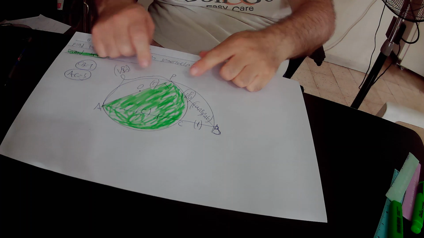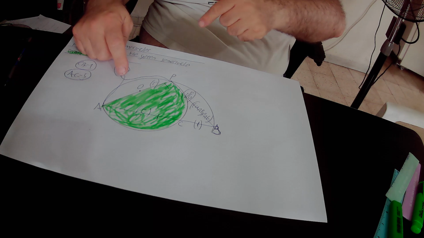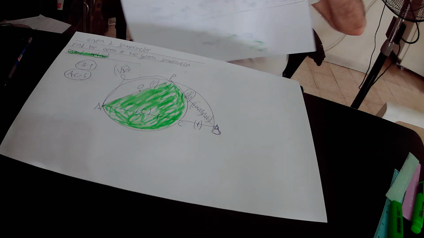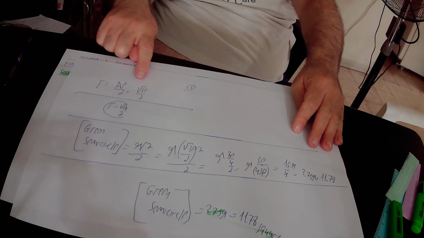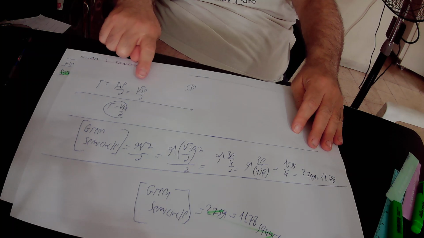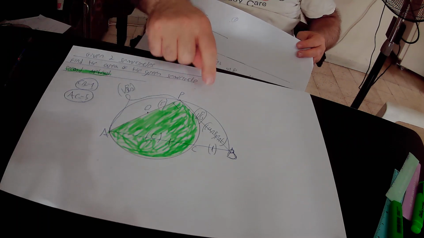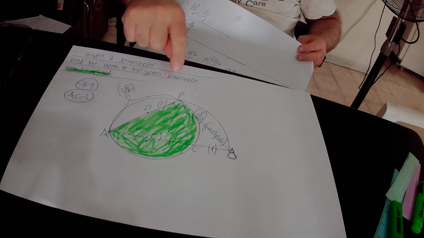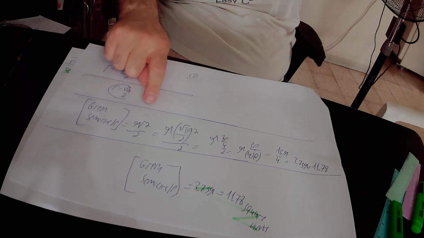AP is the diameter of this green semicircle, and therefore the radius must be equal to half of it. So the radius R is AP over 2. See it again. The radius R of this green semicircle equals to the diameter AP over 2. AP is square root of 30, therefore AP over 2 is square root of 30 over 2, that is the radius R of this green semicircle. And our mission is to find out the area of this green semicircle. The area of the green semicircle equals to pi r square over 2.